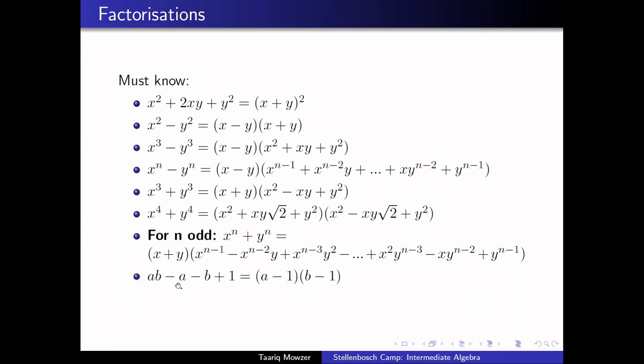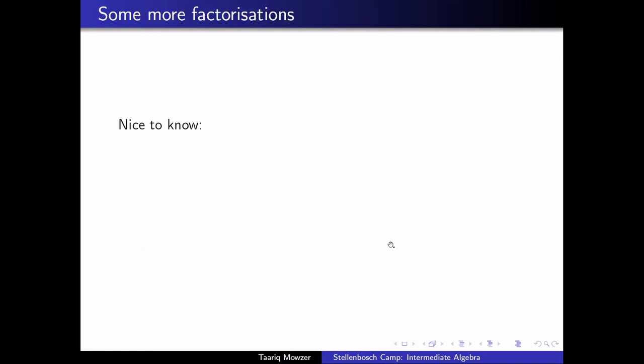Next is a factorization that isn't taught for some reason, but I think is quite useful. It's ab minus a minus b plus 1 is equal to a minus 1 times b minus 1. It's often useful if you have some inequality like a is greater than 1 and b is greater than 1, and you want to prove that this is greater than 1. But we'll get more to that during inequalities. So I think this one is important, this one is important, and this one's kind of important also.